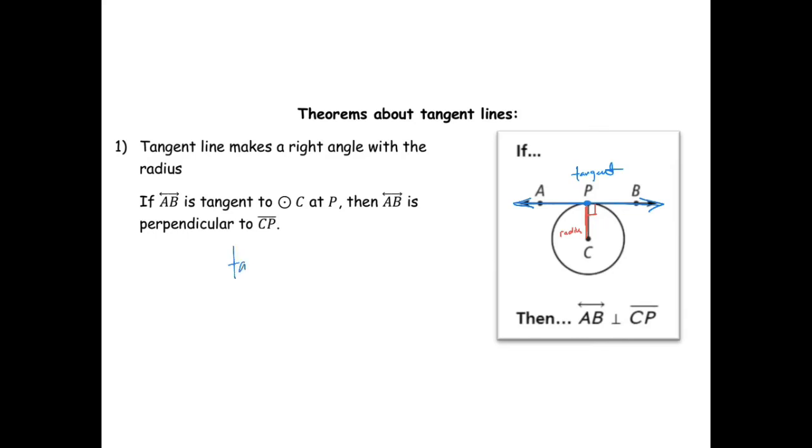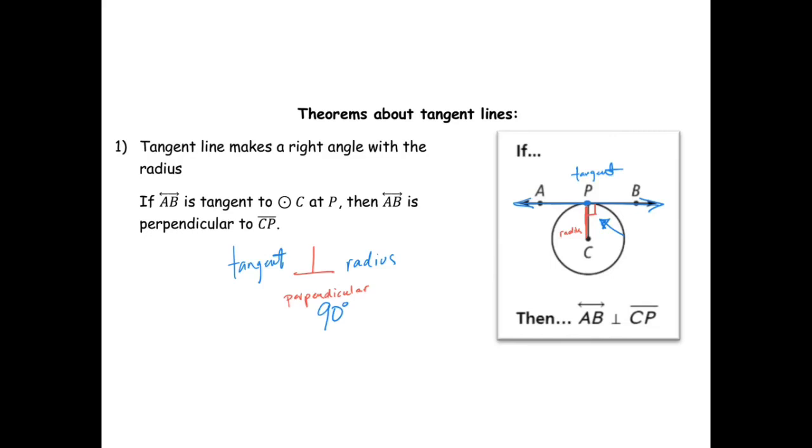The tangent and the radius have a special relationship. They are perpendicular to each other. That's the symbol for perpendicular. They're perpendicular, which means they make a 90-degree angle when they intersect. So AB's a tangent line. CP's a radius, then those dudes make that 90-degree angle because they're perpendicular to each other.